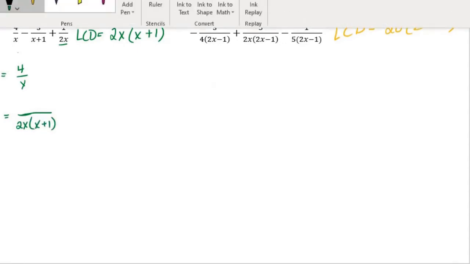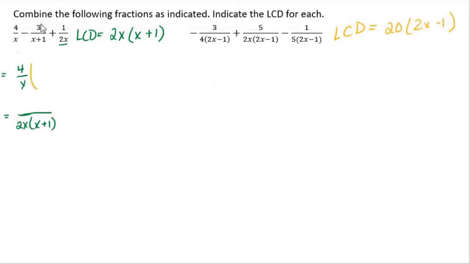How do we do that? What do we multiply by? Well, this is where the idea of what's missing really helps us. We already have an x, but we don't yet have a 2. If I multiply 2 by x, I get the 2x portion. And we don't have the x plus 1, so we'll put that in as well. X times 2 times x plus 1 is in fact 2 times x plus 1, the denominator we want. So the idea of looking for the factors that are missing is really helpful here.